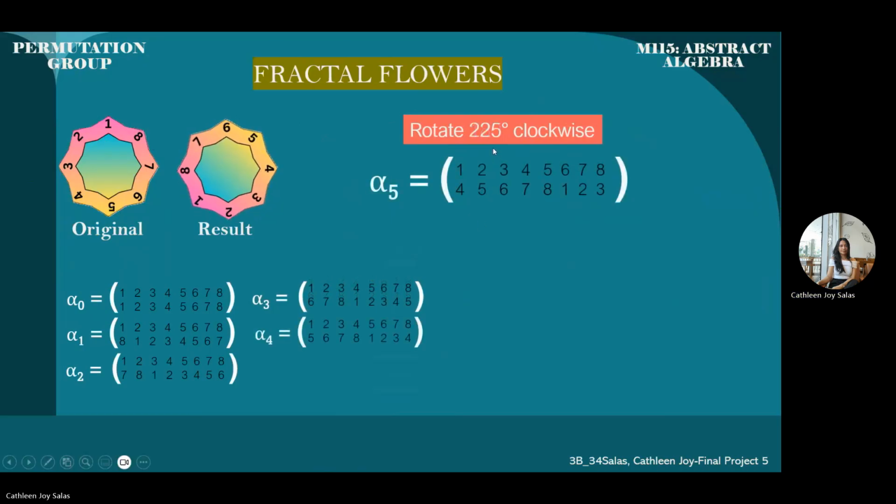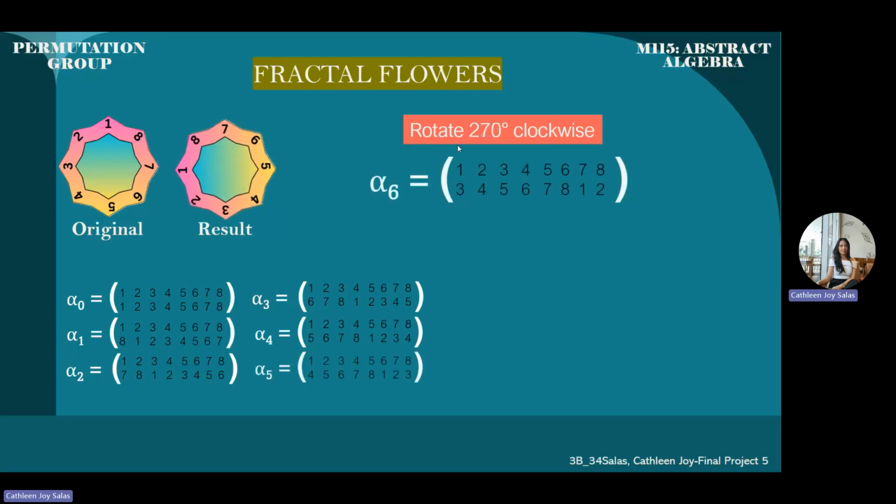Next, for the 225 rotation, that is the alpha sub 5 for the permutation of this group. So we have here 1 is to 4, that's why we have 1 is to 4 here. 2 is to 5, 3 is to 6, 4 is to 7, 5 is to 8, 6 is to 1, 7 is to 2, and 8 is to 3.